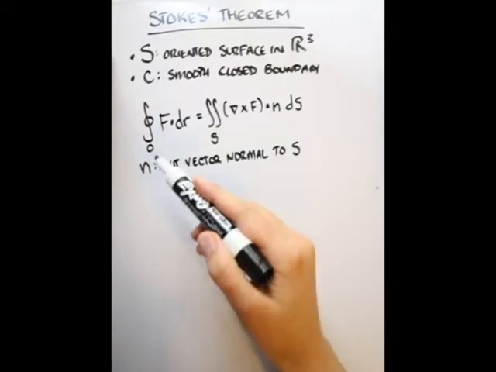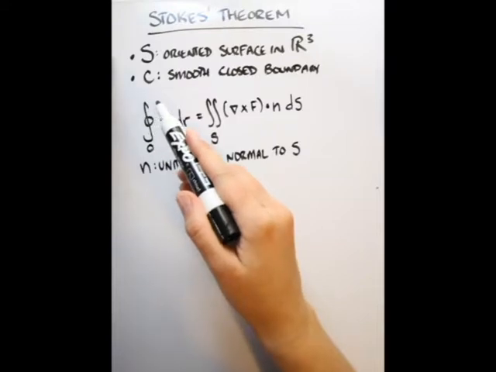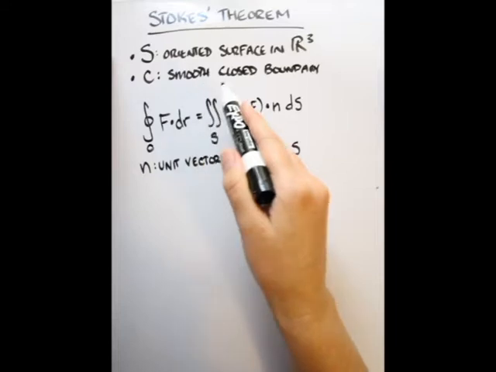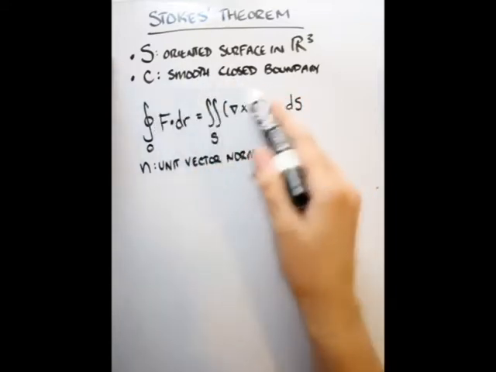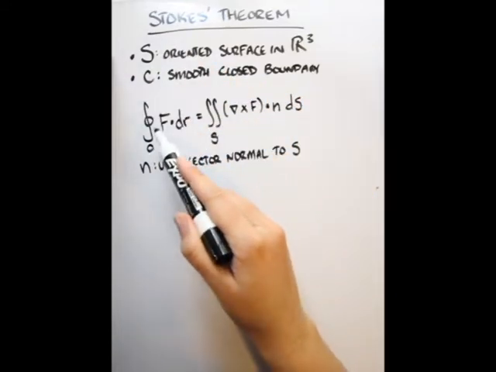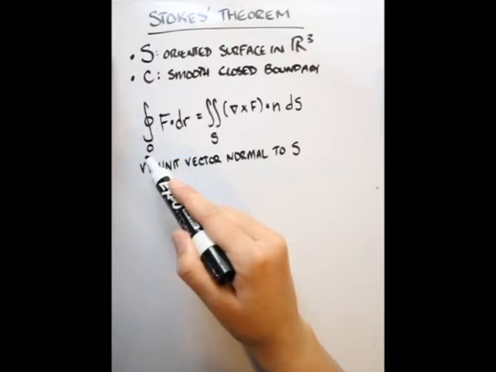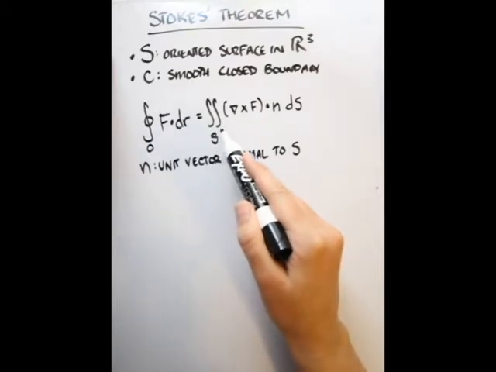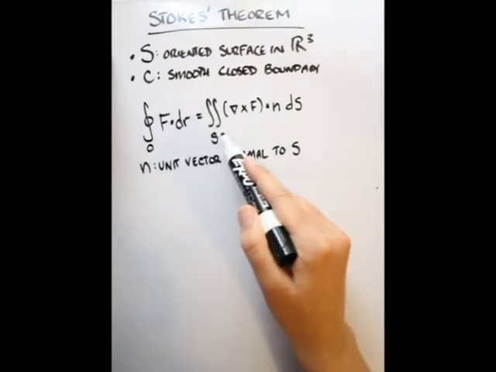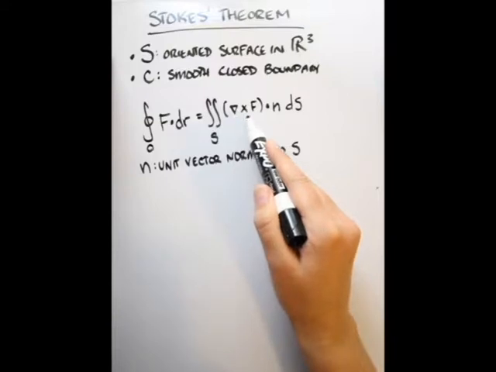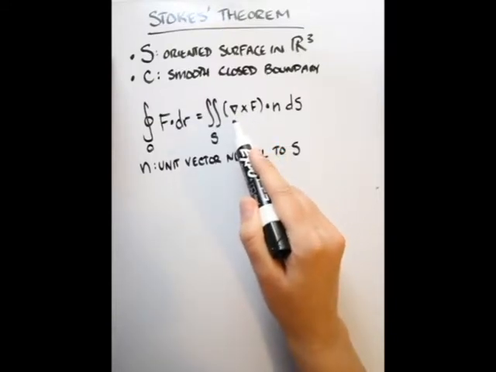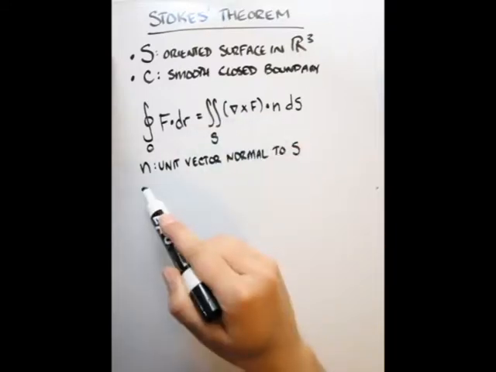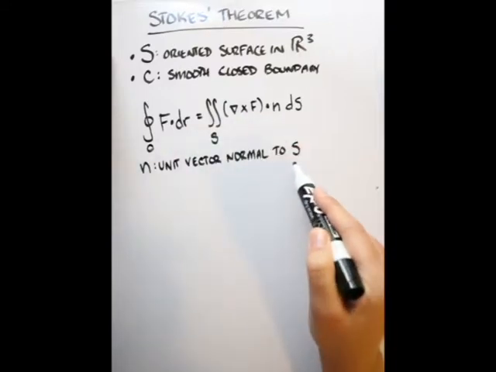Alright, so now we're ready for Stokes' theorem. For our surface S, which is an oriented surface in R3, and for a smooth closed boundary curve C enclosing this surface S, we have the following: our line integral over our smooth curve C of our vector field F dotted with dr is the same as our double integral over our surface S, where the integrand is the cross product of our del operator from the gradient crossed with our vector field F, dotted with our normal vector n. Here n is our unit vector normal to our surface S.